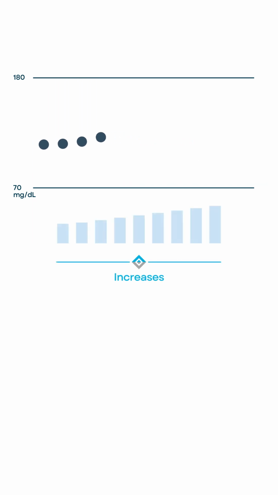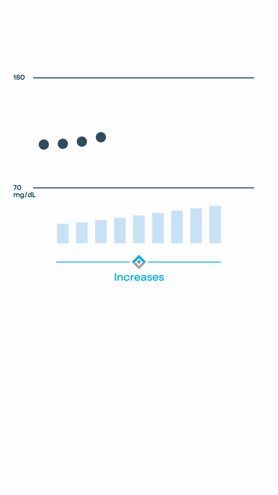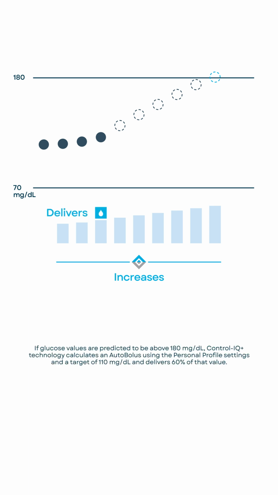When Control IQ Plus predicts that your glucose will be above 160 milligrams per deciliter, it will increase basal delivery. When Control IQ Plus predicts that your glucose will be at or above 180 milligrams per deciliter, and when it is either increasing delivery or delivering a max basal rate, it tells the pump to automatically deliver an autobolus to return you to the target range.